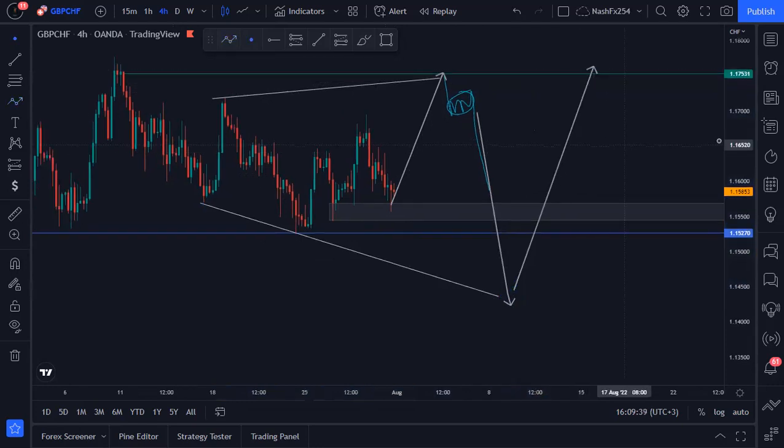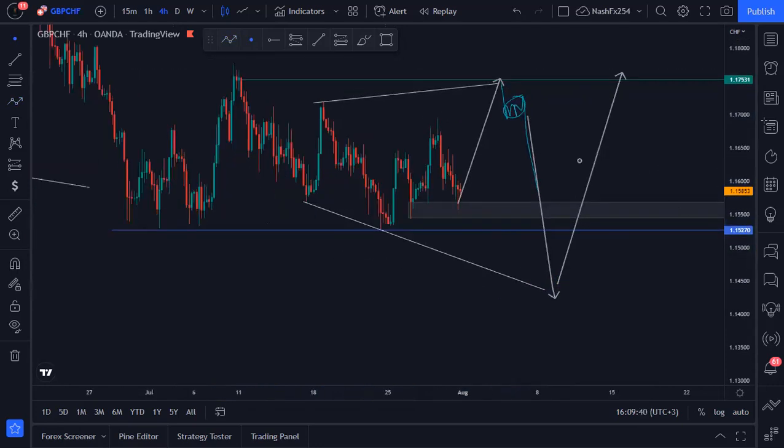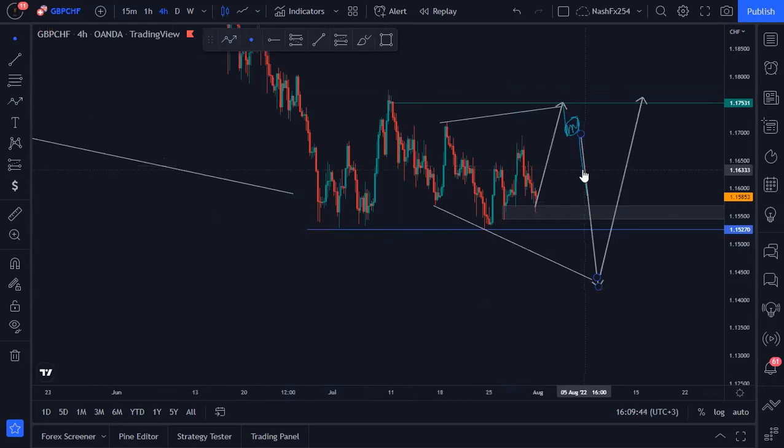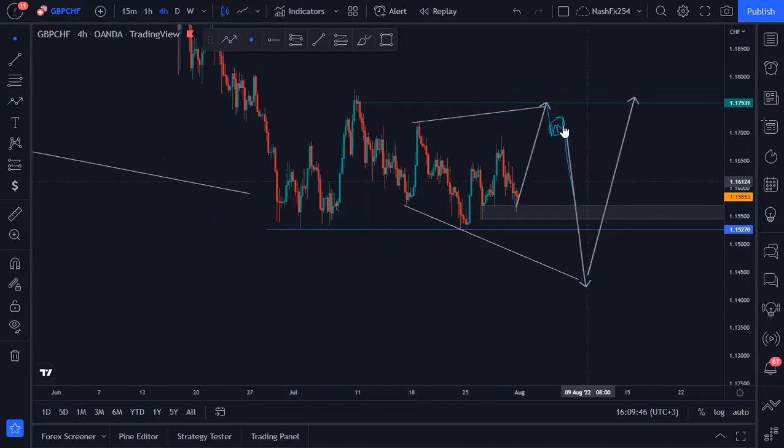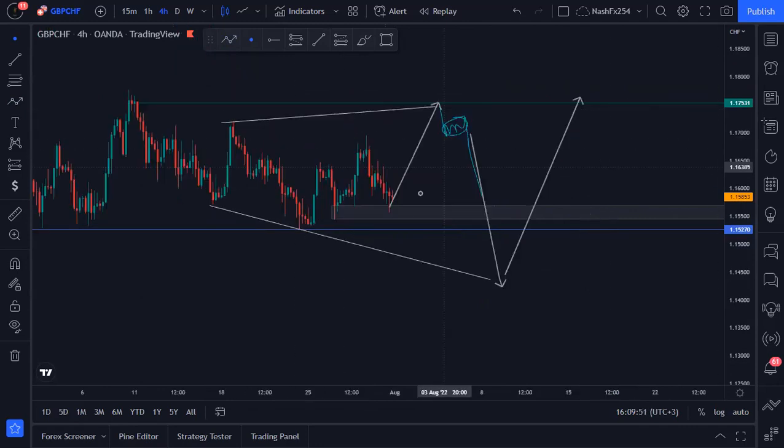Okay, so this is my idea on this pair. As you can see, there is a lot of psychology happening in this pair, so you better be careful when trading this pair in these areas. But for now, let's look at this buy setup in these areas over here.